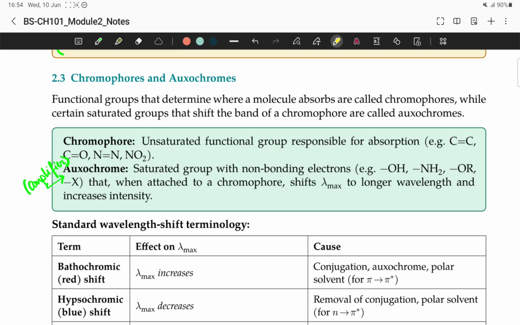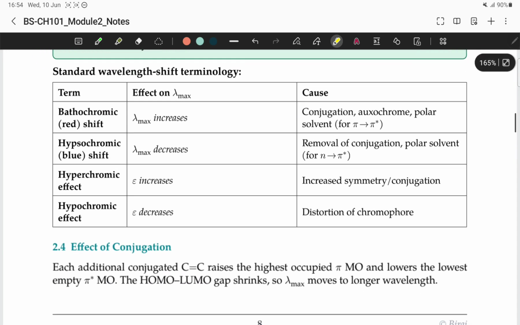Are you understanding what scenario is taking place? This auxochrome has some lone pair. They give it to the chromophores, so that whatever the chromophore is doing, it can continue doing it, and lambda max shifts to a longer wavelength and hence the intensity increases.